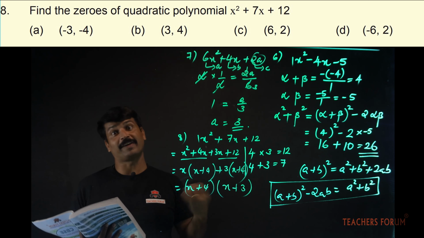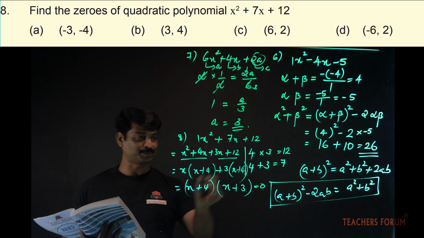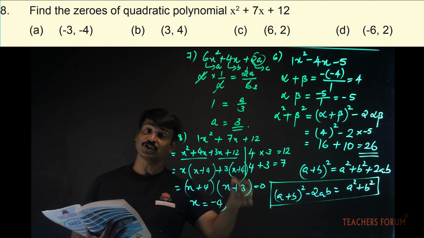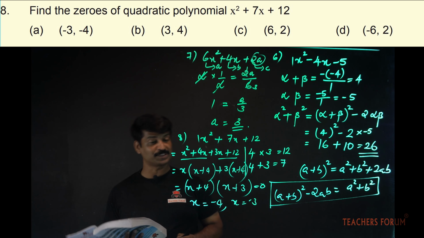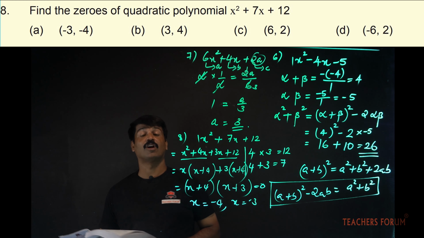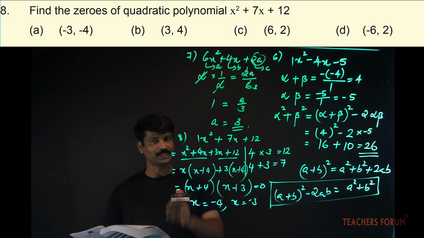x plus 3. To find the zeros, what you have to do? Equate this to 0. So x plus 4 is equal to 0, then x is minus 4. x plus 3 is equal to 0, then x is equal to minus 3. So what are the options? Minus 4 and minus 3. So the correct option is option A, that is minus 3, minus 4. I think it is clear.